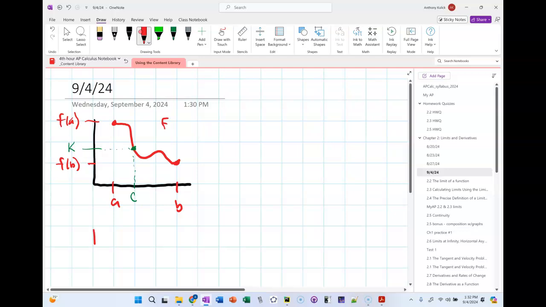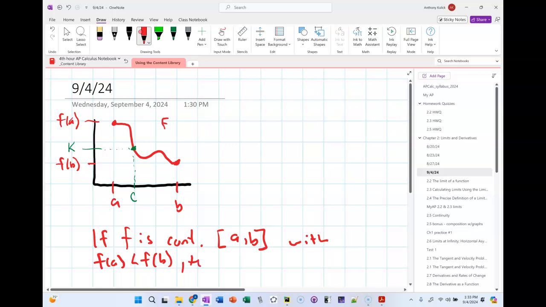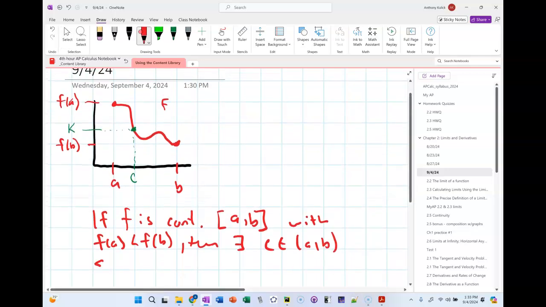So it says that if f is continuous on [a, b], then we should probably say with f of a less than f of b, then there exists a c in the open interval from a to b, such that f of a is less than k is less than f of b, and such that f of c is equal to k. So that's basically what it's saying.